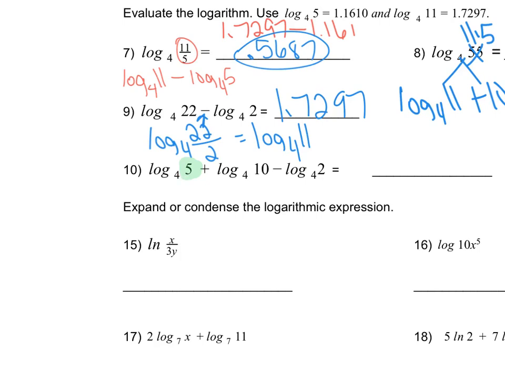On question number 10, on the paper that you have, it had a 6 right there instead of a 5. It should have been a 5. So if you're watching this video and didn't hear me say that in class, that 6 should have been a 5.